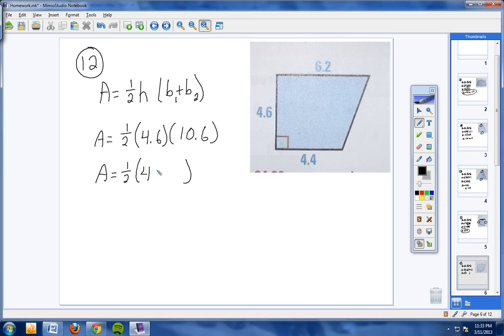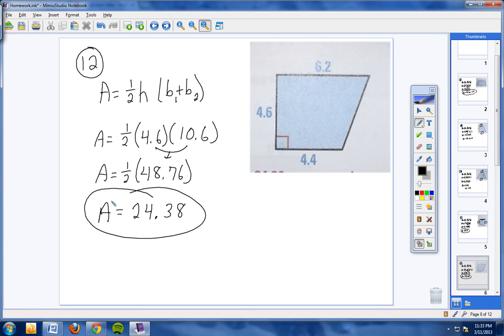48.76. Use a calculator if you need to. And then I'm going to multiply 1/2 times 48.76, and you will get 24.38 square units. All right, and moving on to number 13.